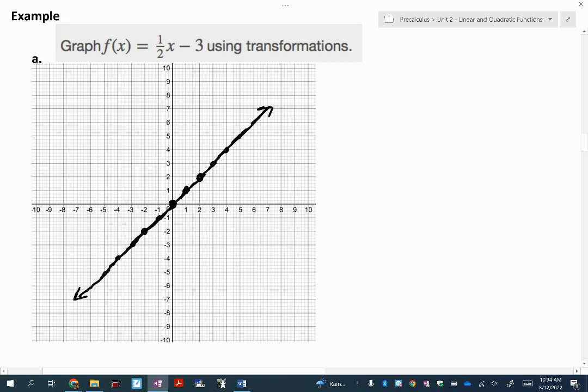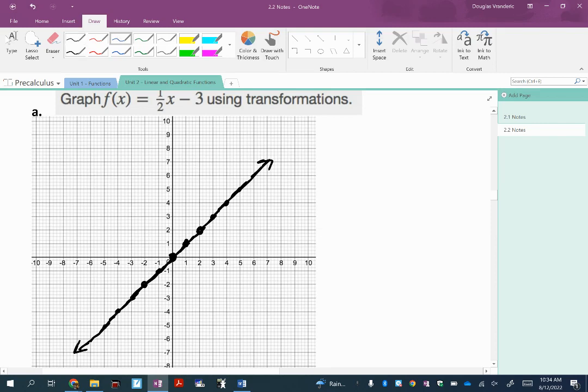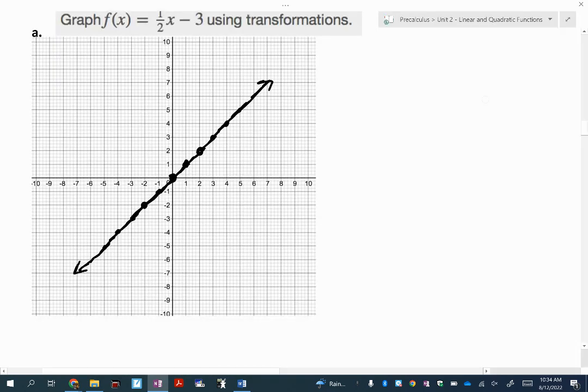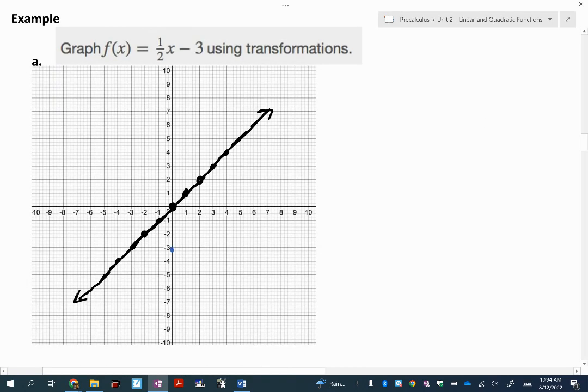And then if I wanted to graph this new one, my transformations, first thing I notice is we're moving 3 units down. So I'm going to be starting here. But instead of having the same slope, that 1/2 is going to be a compression to make it less steep or flatter. So instead of going up 1, right 1, you go up 1, right 2. And you notice this is going to make our line look a little bit flatter.